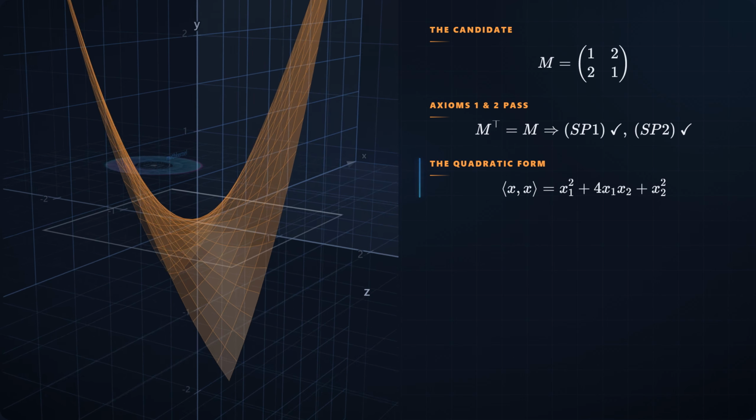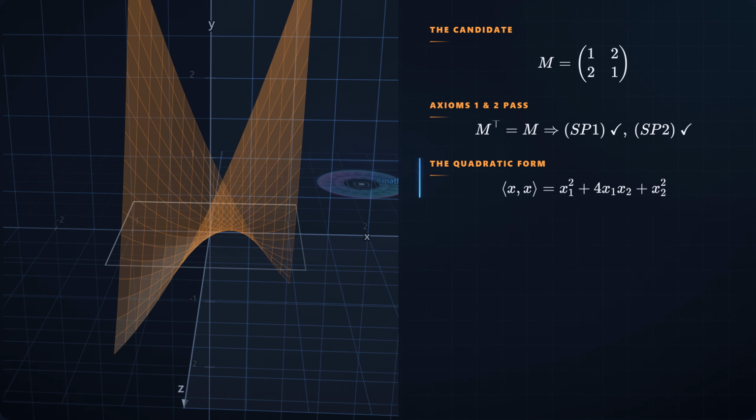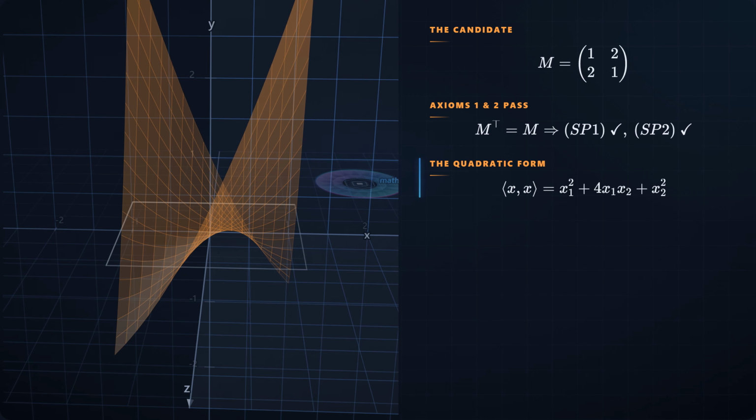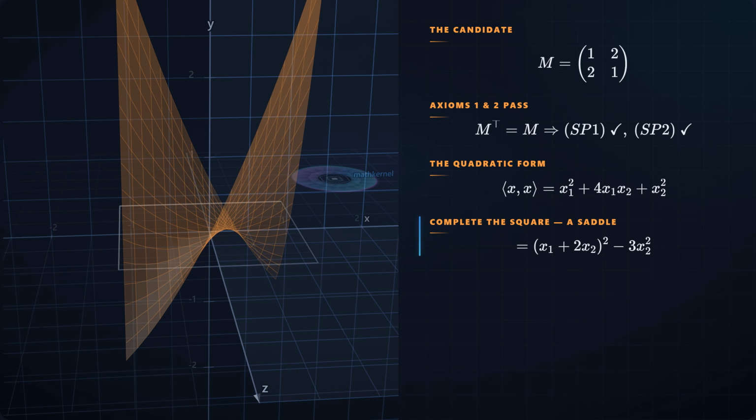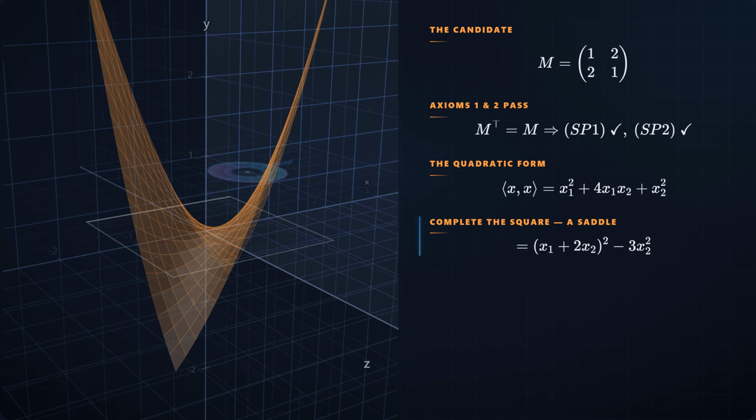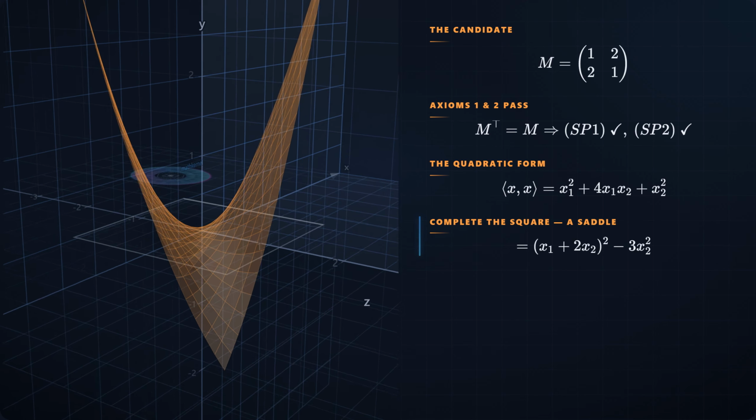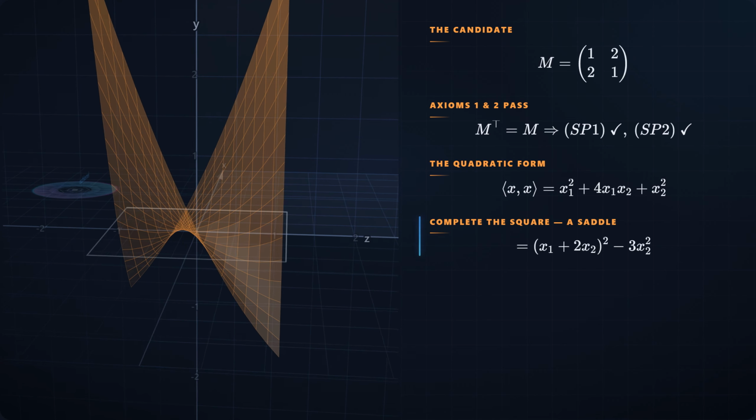Expand, x1 squared plus 4x1x2 plus x2 squared. That large cross term, 4, is the warning. Complete the square, (x1 plus 2x2) squared minus 3x2 squared. A minus sign, a difference of squares. That's a saddle, not a bowl.